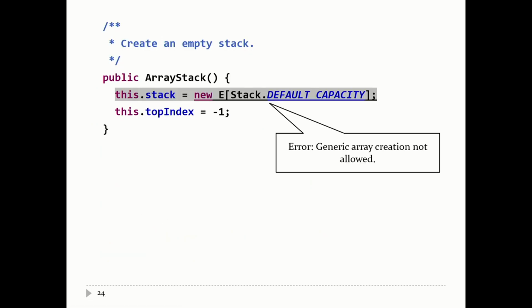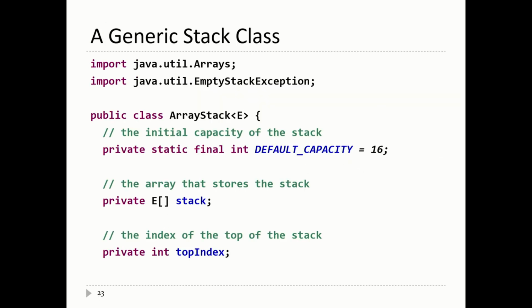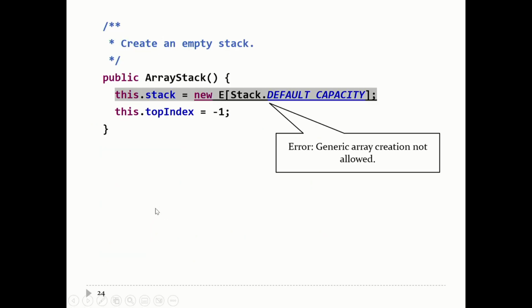Now the problem is as soon as you go to make a new array. If you try to write new E with square brackets and some value, the compiler starts to complain. The compiler is perfectly happy with the declaration, it doesn't complain at all about that. It's only there where it starts to complain, and it gives you an error that says the compiler doesn't know how to make a generic array.